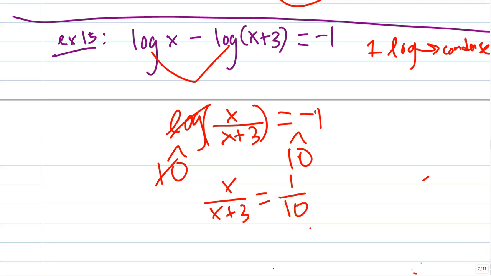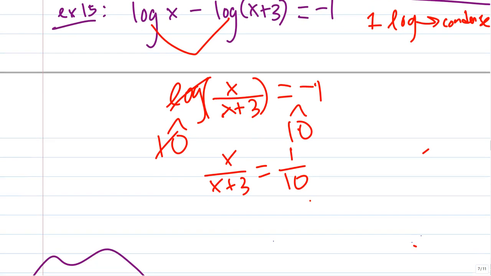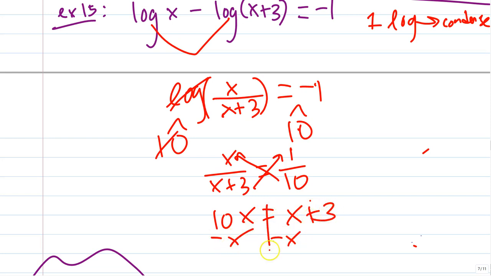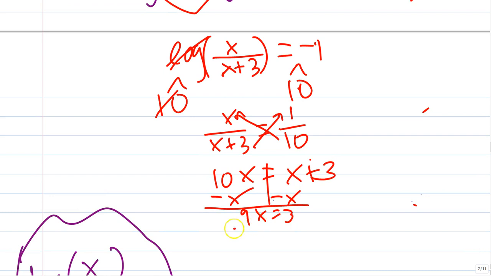How do we solve this? We haven't seen this for a while, but it shouldn't be too hard. We cross multiply. So I have 10 times x, or 10x, is equal to x plus 3. Isolate the x. 9x is equal to 3. Divide by the 9, and get that x is equal to 1/3 at the end.